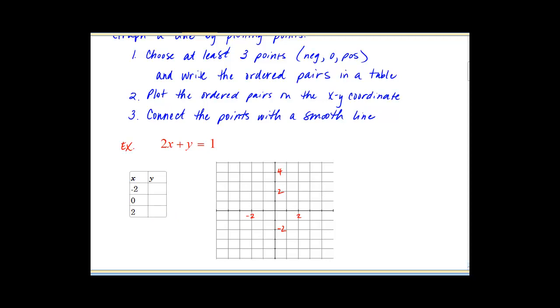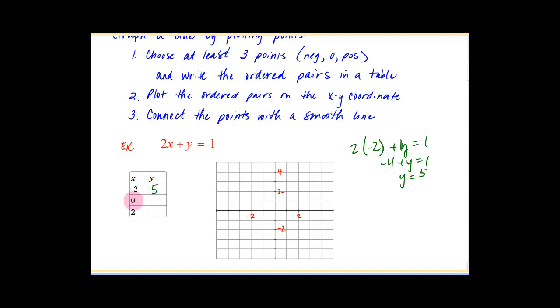then plot. So if 2x plus y equals 1 is my equation, I'm going to say 2 times -2 plus y is equal to 1. So therefore, -4 plus y equals 1, and y would be equal to, if I add 4 to both sides, y is equal to 5. So let's put a 5 over here.